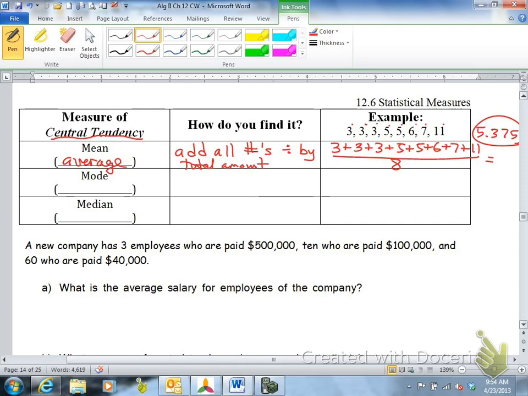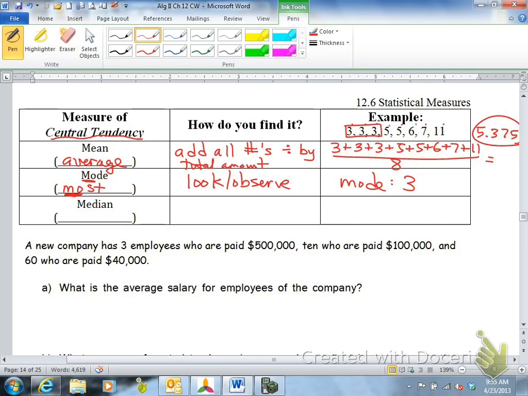The mode is what number occurs the most. So a lot of people think of MO and MO, most and mode. So how do you find it? Well, you just look and observe. Stop and smell the roses. Usually it's not hard to figure out the mode. Look up here. Oh, look! Whoa, look at that. We got 3 3s. So your mode is 3. 3 occurs the most.